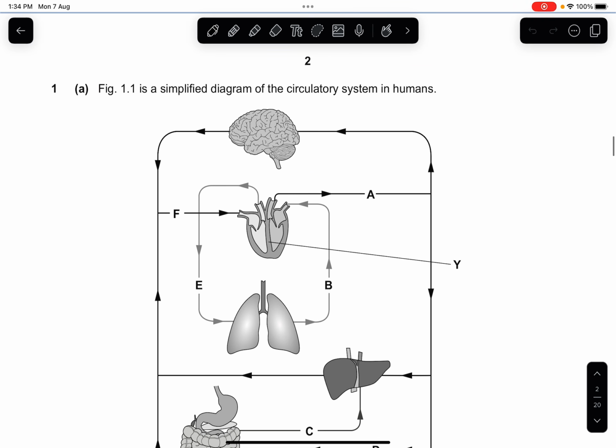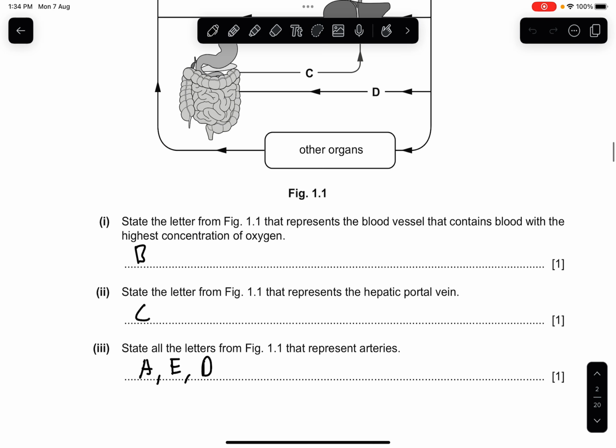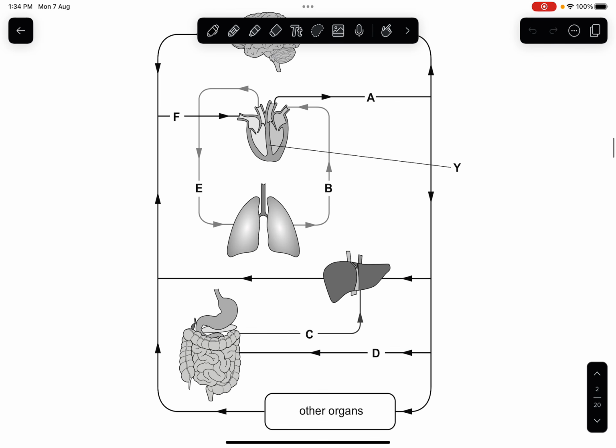So the first question, Figure 1.1 is a simplified diagram of the circulatory system in humans. They give you this kind of pathway to all of the vessels that link between each organ. Question 1(i): state the letter from Figure 1.1 that represents the blood vessel that contains blood with the highest concentration of oxygen. So the highest concentration is B. This has to be the pulmonary vein, the one that enters into the heart.